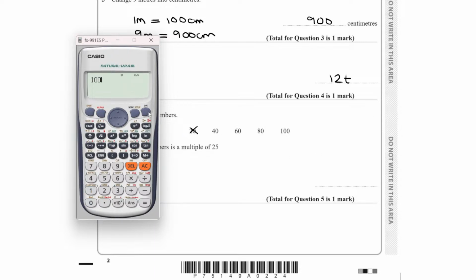So last one. Do you see how now 100 divided by 25, we've got a whole number? So that means it is a multiple of 25. You just do 25 times 4 to get 100. So the answer would be 100 for this one.